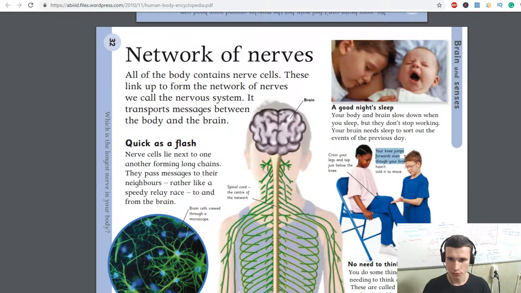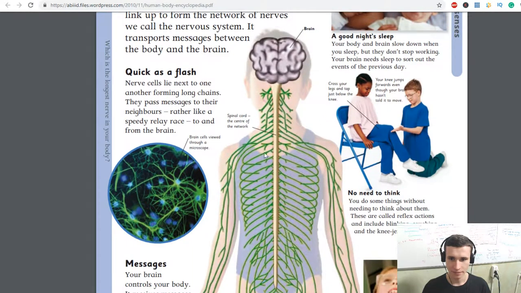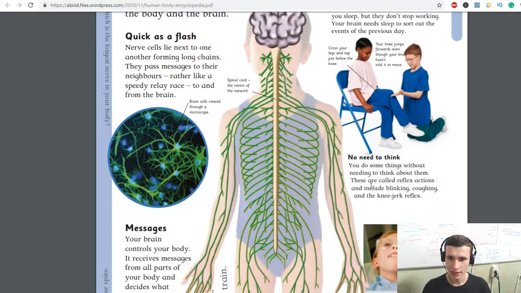Your knee jumps forward even though your brain hasn't told it to move. Cross your legs and tap just below the knee. Okay. No need to think. You do something without needing to think about it. These are called reflex actions and include blinking, coughing, and the knee-jerk reflex.